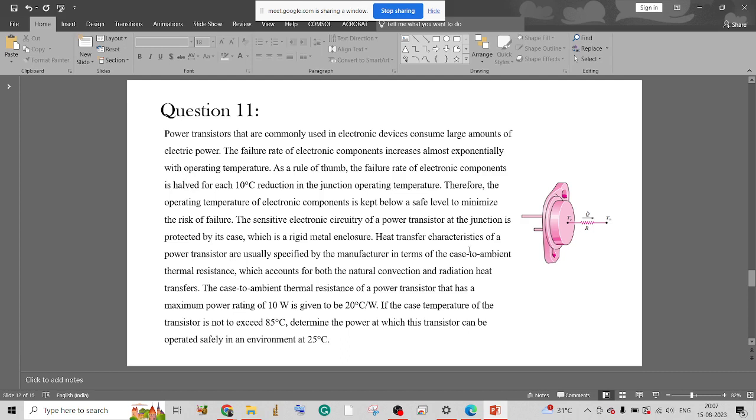resistance. The case-to-ambient thermal resistance of a power transistor that has a maximum power rating of 10 watt is given to be 20 degrees Celsius per watt. So the thermal resistance is given as 20 degrees Celsius per watt for a power rating of 10 watt. If the case temperature of the transistor is not to exceed 85 degrees Celsius, determine the power at which the transistor can be operated safely in an environment at 25 degrees Celsius.